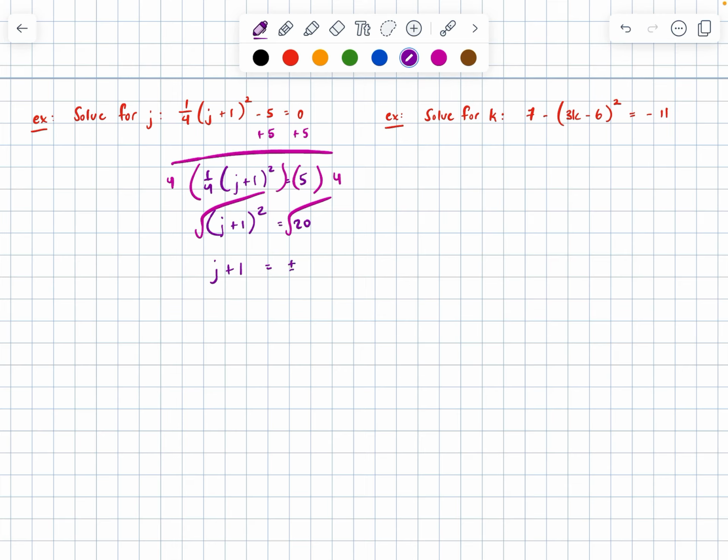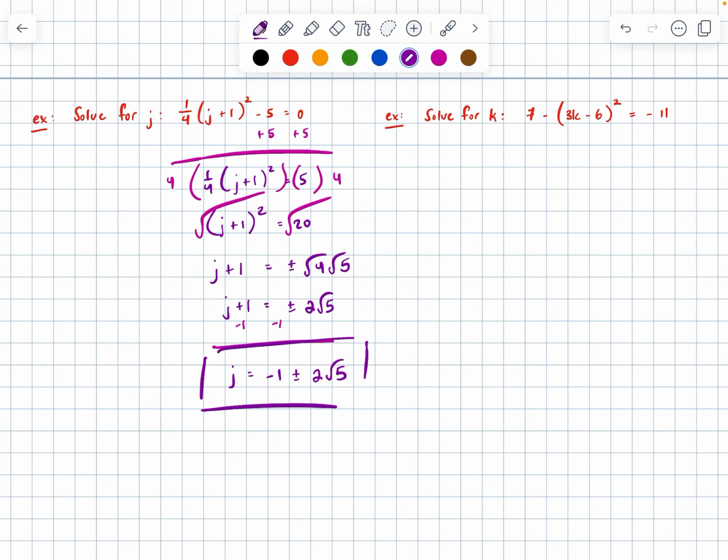On its own, that guy is not a perfect square, but 20 contains a factor of 4, which is a perfect square. So we say that j plus 1 is going to be equal to plus or minus 2 root 5. Now all I need to do to get j by itself is subtract 1 from both sides. You may remember by convention, we typically write the number stuff before the square root stuff. So our final answer here will say that j is equal to negative 1 plus or minus 2 root 5.